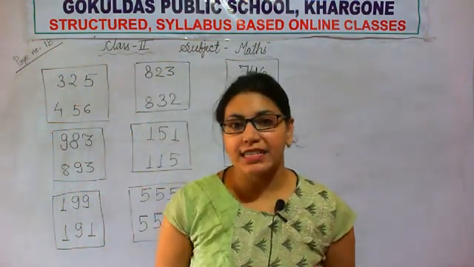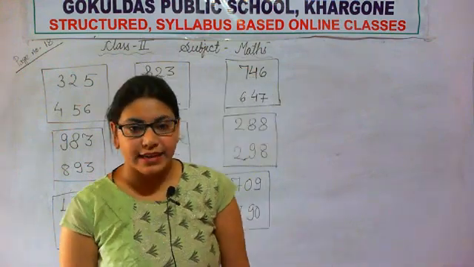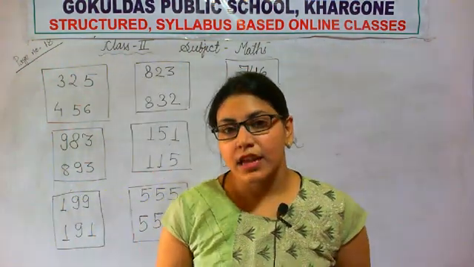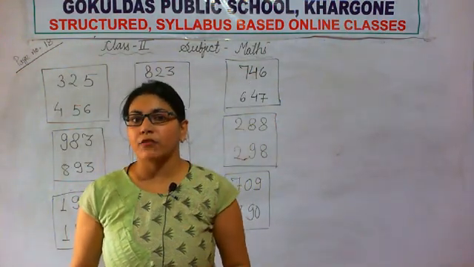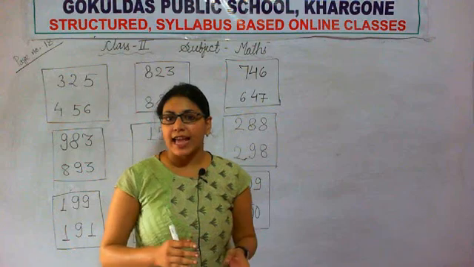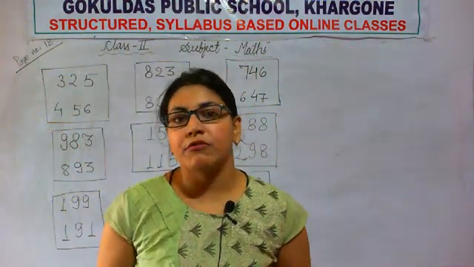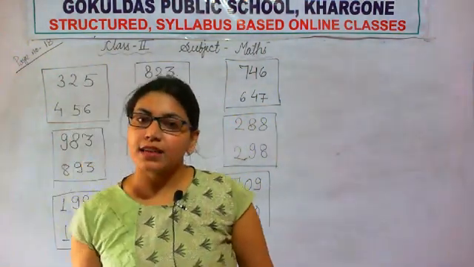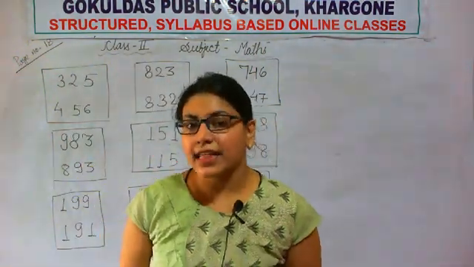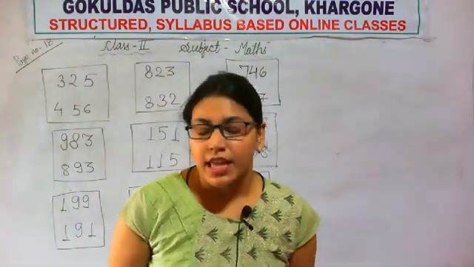Now in our previous lectures we have understood how to compare 3-digit numbers. So let us have a quick revision of how we compare 3-digit numbers. The very first rule is we check the digits. The number which has more digits will be the greater. Suppose one number has 2 digits and the other has 3 digits, then the 3-digit number will be the greater number. Okay.